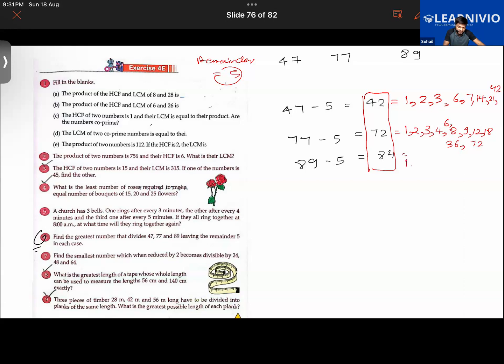For 84, it is 1, 2, 4, then 6, right? Then 7, and after 7 you have 12. After 12, which number? 36? No, 18, not 36. Not 18 either. Think of this. 84: 21 fours are 84. After this, you have 42 and then 84.